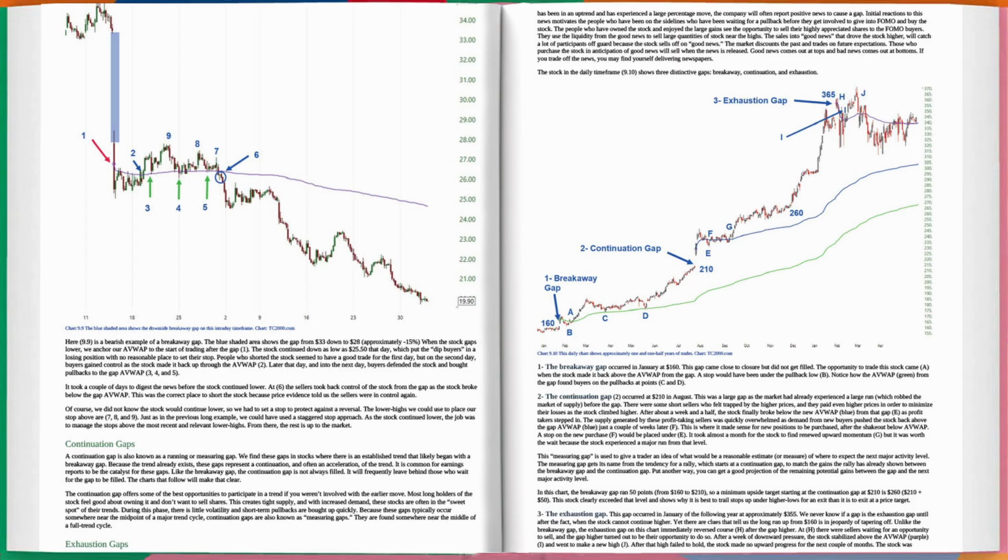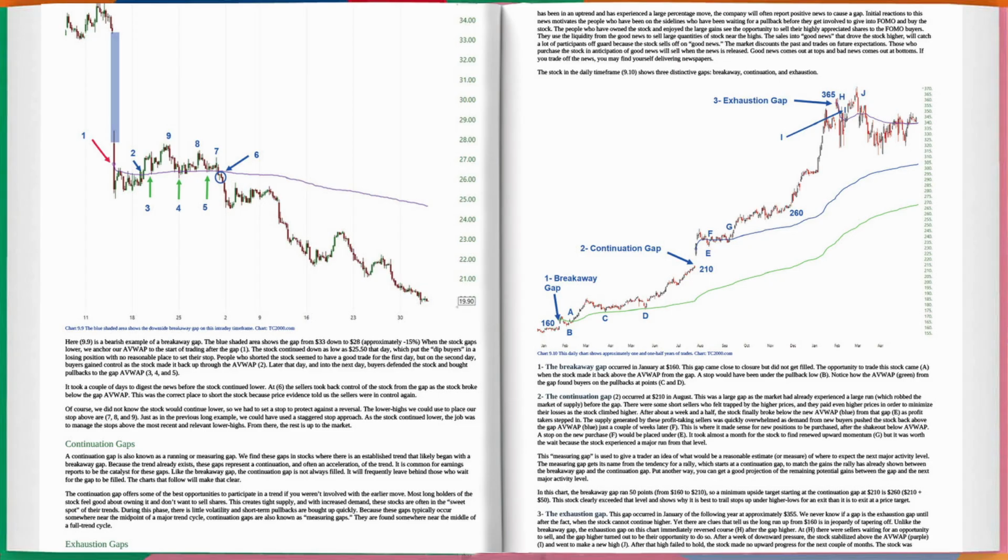When a stock that has been in an uptrend has experienced a large percentage move, the company will often report positive news to cause a gap. Initial reactions to this news motivate the people who have been on the sidelines, waiting for a pullback before they get involved, to give into FOMO and buy the stock. The people who have owned the stock and enjoyed the large gains see the opportunity to sell their highly appreciated shares to the FOMO buyers.